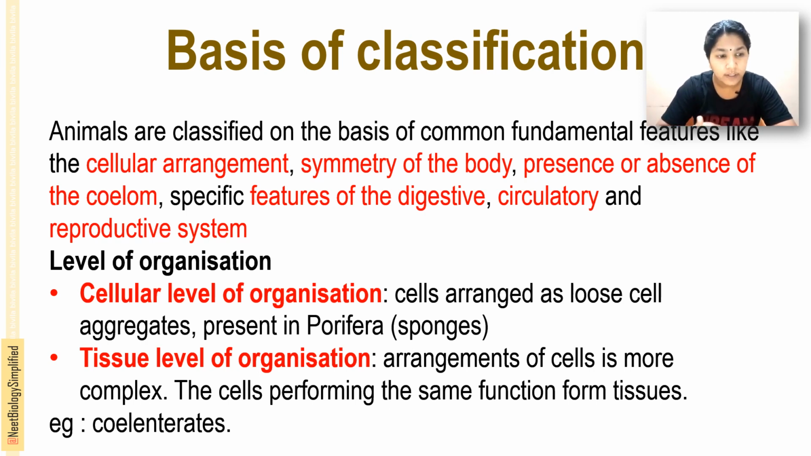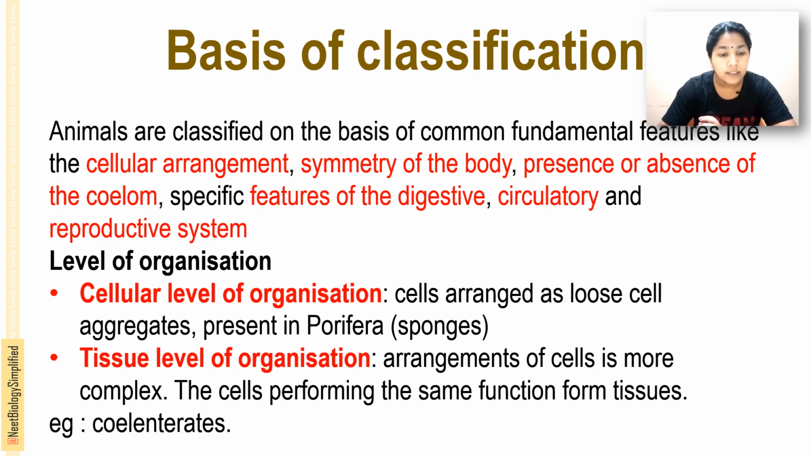And the first one is the level of organization. In the level of organization, the first one is the cellular level of organization. That is the base level of organization. Here, as the name itself says, it is the cell level, where cells are arranged as loose clusters or loose aggregates of cells, mainly present in the sponges, that is Porifera.